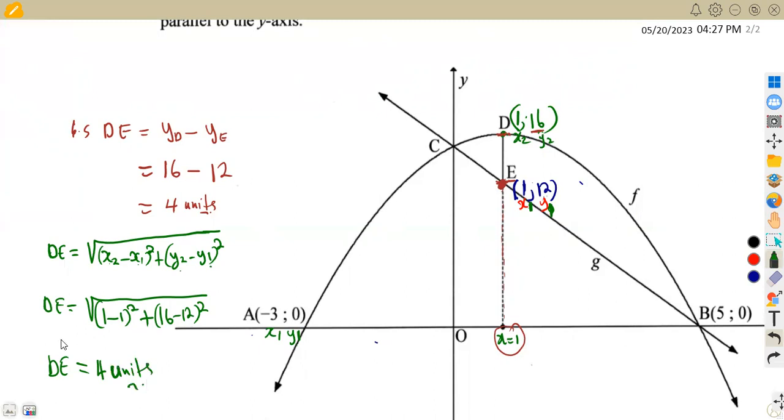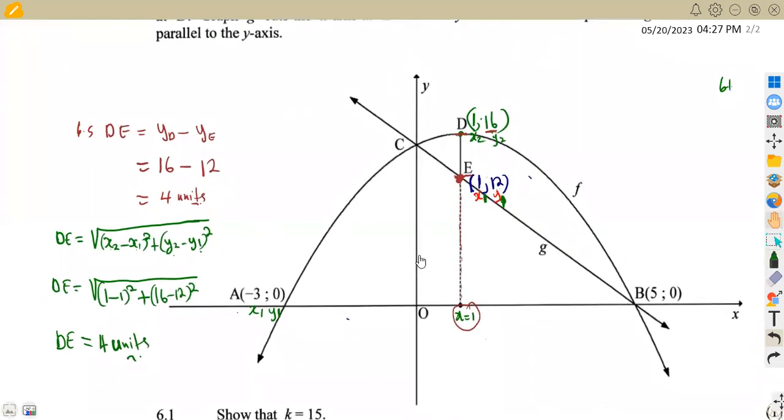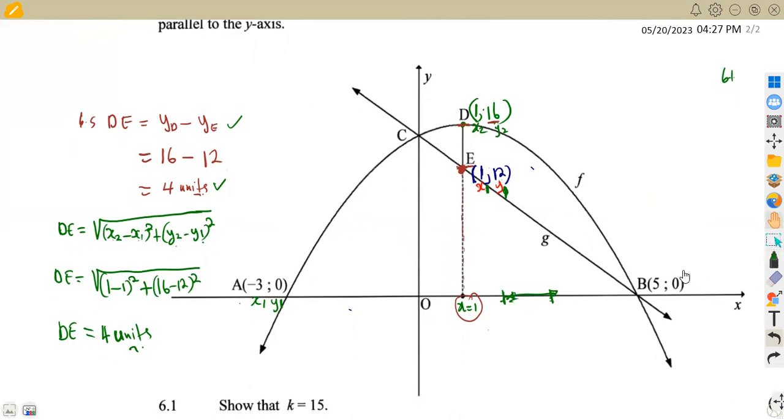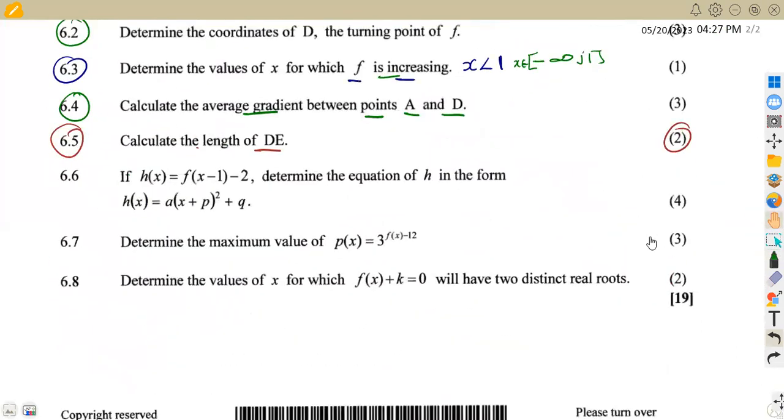Okay, so this is how we can use the distance formula to determine the length, or we can simply do this. If you are given a vertical line, that is what you can use. If it is a horizontal line, you subtract the x values in that horizontal line that you're given. Okay, so that is how you can determine your length or the distance.